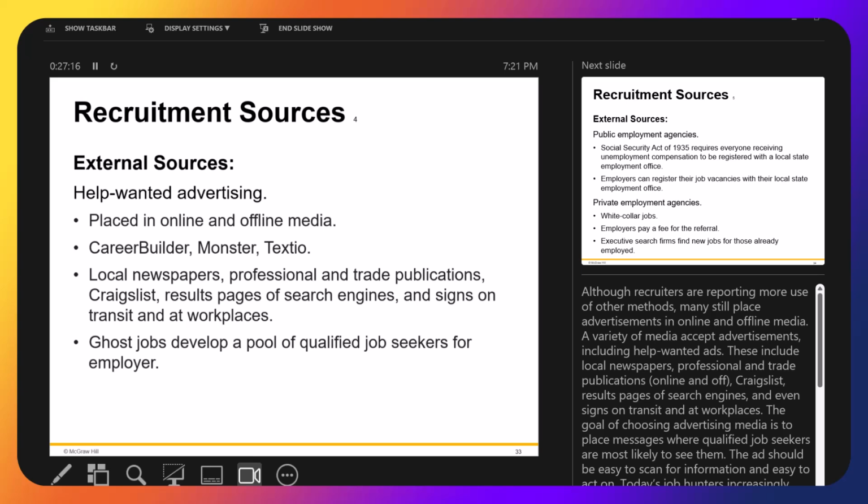Now, here's something you may have forgotten: ghost jobs. They develop a pool of qualified job seekers for the employer. As a recruiter, I would always try to keep some applicants available on the side for a time of need.